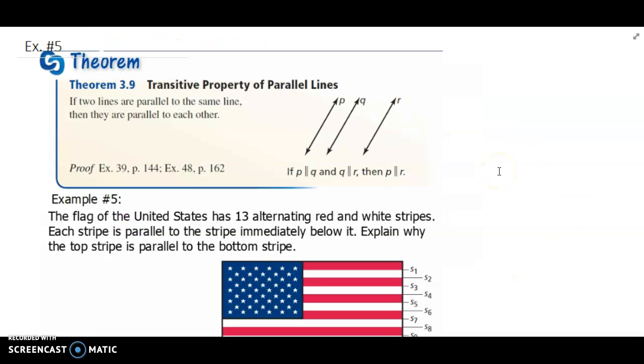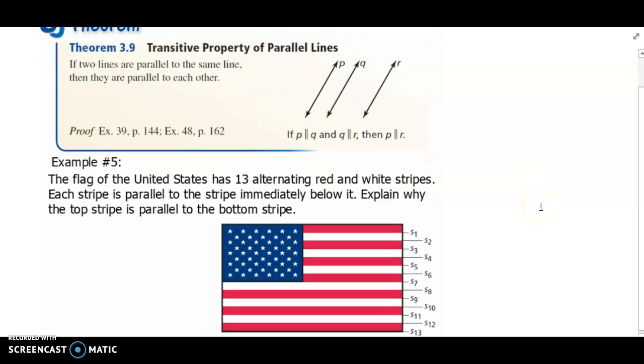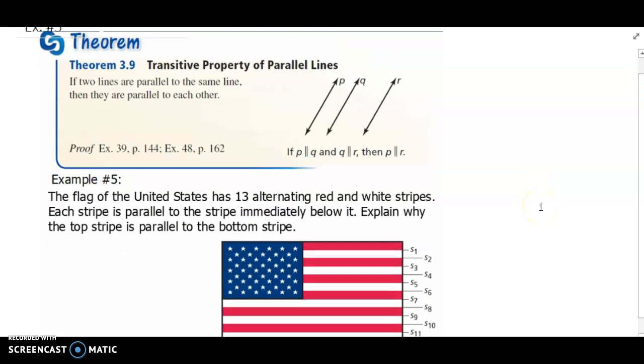All right, let's look at a couple more examples and then we will be done. So the transitive property of parallel lines tells us that if two lines are parallel to the same line, then they are parallel to each other. So kind of like if two things are equal to the same thing, they're equal to each other.